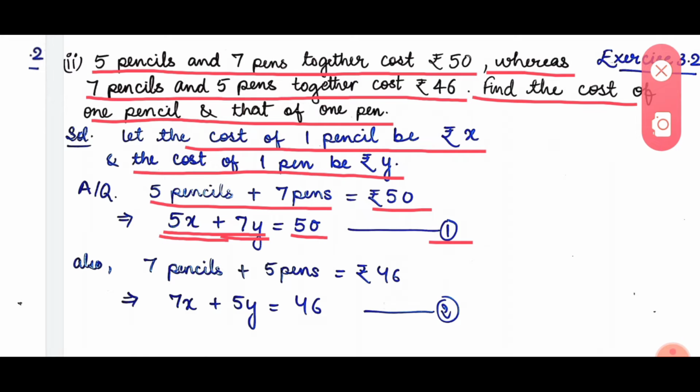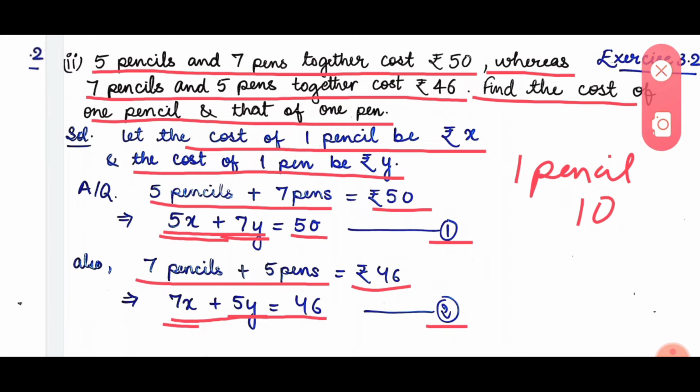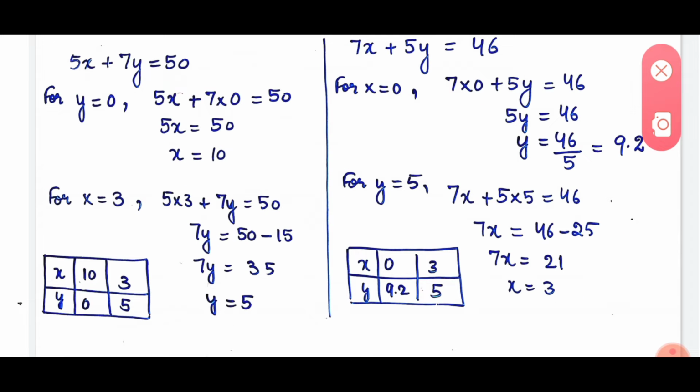Now the second condition is that 7 pencils and 5 pens together cost rupees 46, right? So the cost of 7 pencils will be 7x and the cost of 5 pens will be 5y. So 7x plus 5y equals to 46. This is your second equation. See, for example, if the cost of 1 pencil is 10 rupees, then the cost of 7 pencils will be 7 into 10. That means 70.